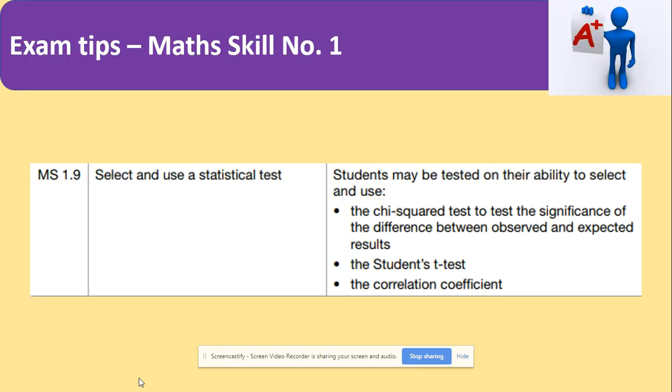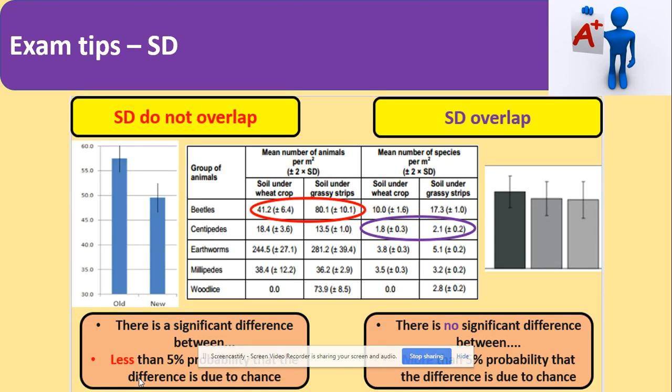So, in terms of the exam skills, you need to be able to select and use the chi-square test, student's t-test, and correlation coefficient. So we will start this actually with the standard deviation because we did do some work on standard deviation in section 4, but it's good to recap on it.